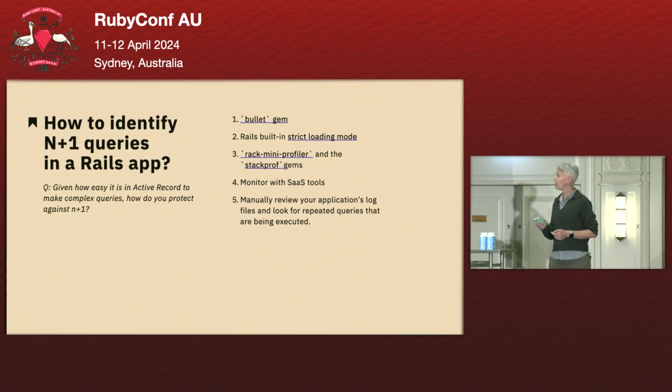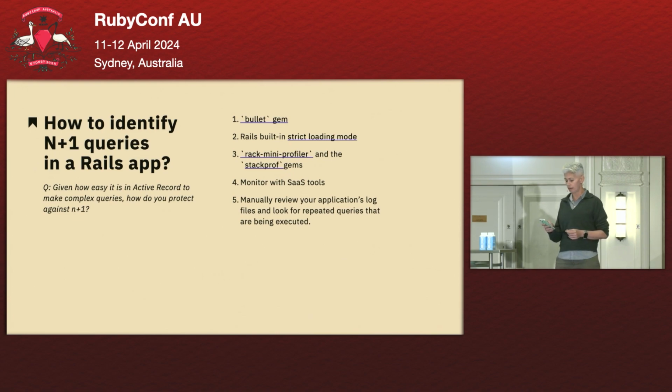Now, how do you identify N+1 queries in your Rails app? And then, how do you protect against that? So there's a few things that you can do. The first one is using the Bullet gem. It's a bit old, but it's still golden. It's great. And literally, their documentation says that it helps to kill N+1 queries and unused eager loading, which I love. I love using the Bullet gem.